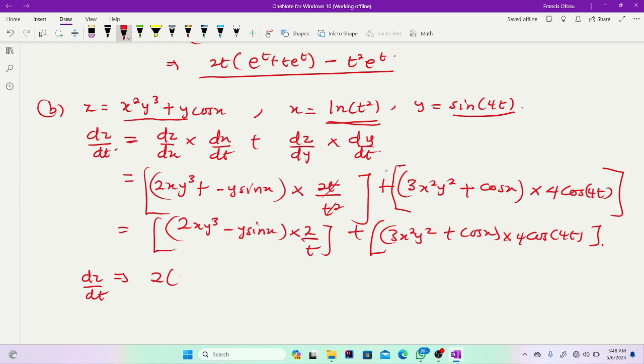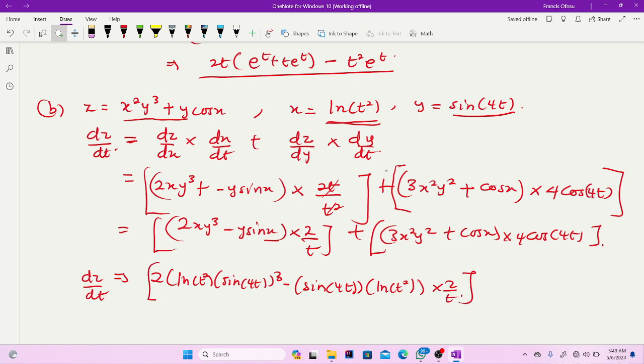So I'll have 2 multiplying natural log of t squared, y cubed, where my y is sine 4t cubed, minus another sine 4t, right? Then I'll have times x here, times x. So that times x will give me natural log of t squared, times 2 over t. This is substitution for only the x part. Then the y part comes as what? 3, our x squared is now natural log of t squared all squared. Then the y is also sine 4t all squared.